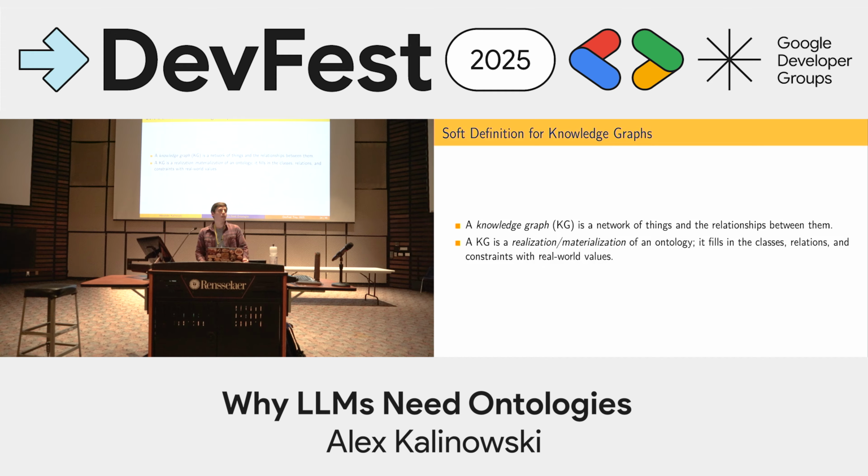So a knowledge graph is really just a materialization or a realization of an ontology. So if we have our ontology as this backbone and we start to feed in data, so specifics, which player, which game, which team, that's that materialization. So a knowledge graph really is just this network of things and the relationships between them.